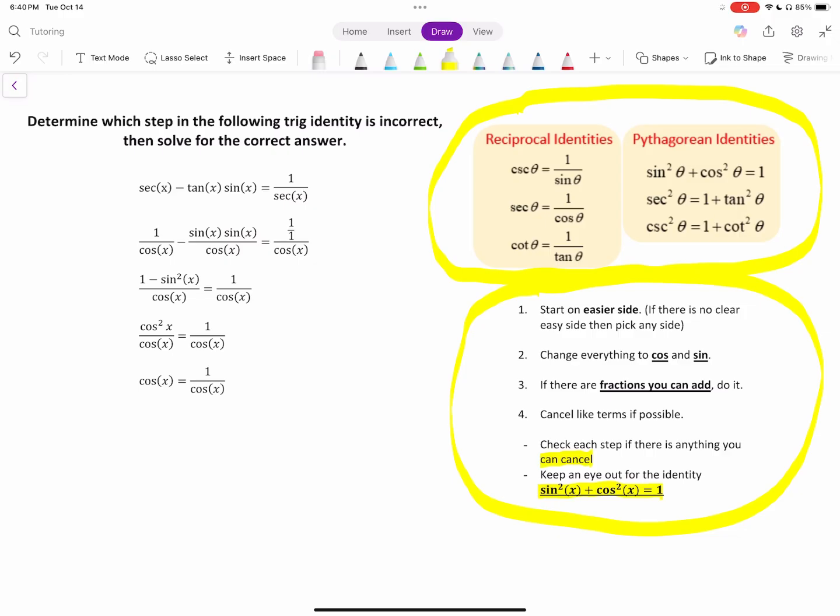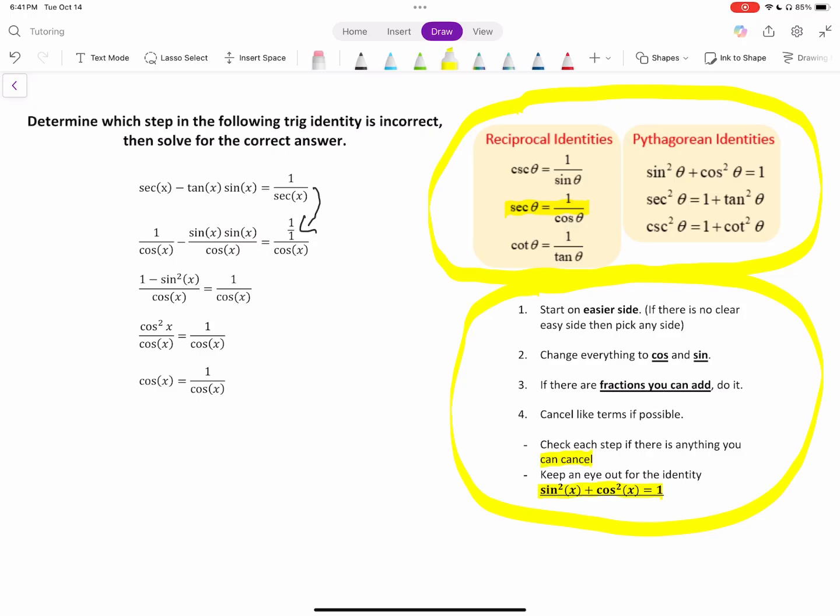Okay, now getting into the problem, if we follow our steps, we're going to start with that right side. So our right side is just 1 over secant x. And from there, they went to 1 over cos x, which, if we look at our trig identities, that step makes sense, as secant theta is equal to 1 over cos theta. Now, looking at the left side, going from step 1 to step 2, they had secant x, and they changed that into 1 over cos x, which is what we just did on that right side.